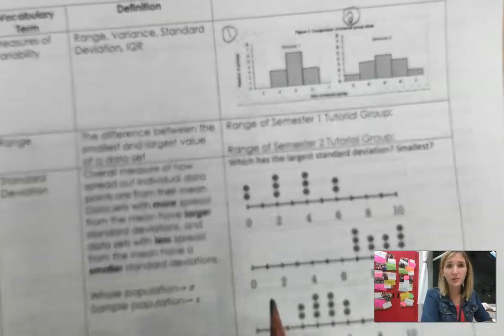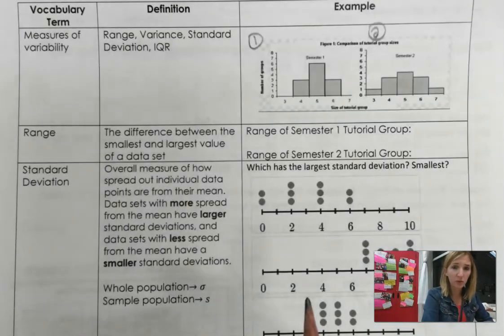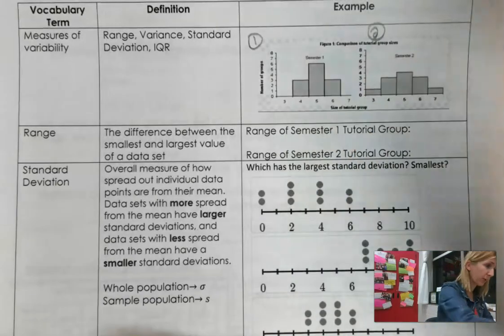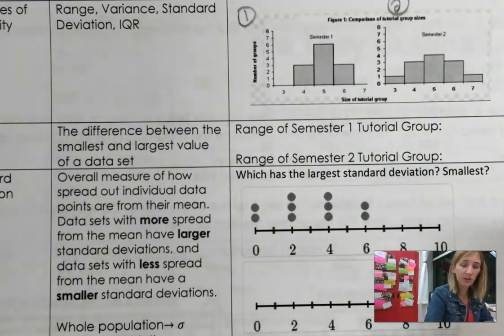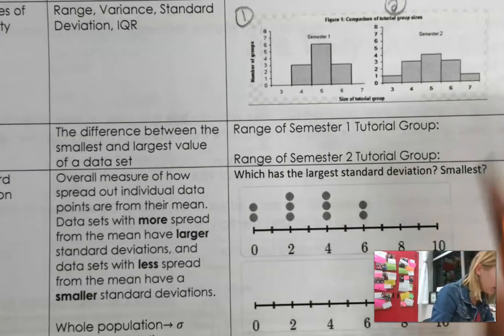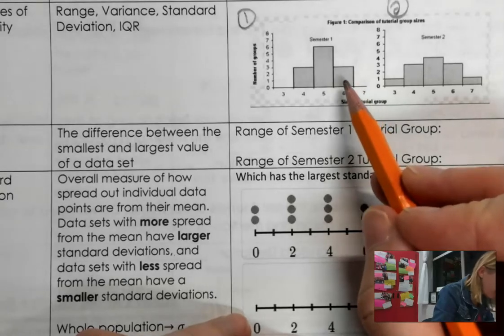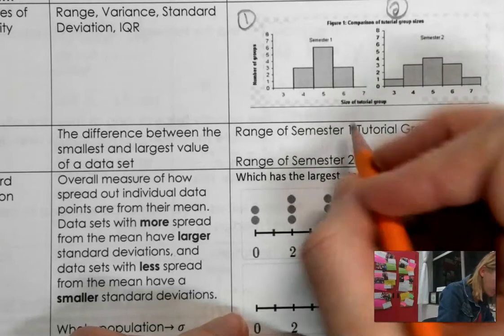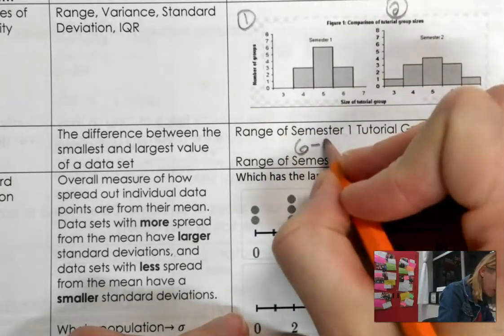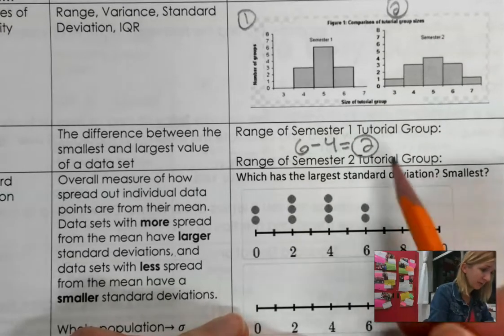All right, range, the difference between the largest and the smallest value of a data set. So what's the range of the semester 1 tutorial group? We need the greatest minus the least, the largest value minus the smallest value. Looking here, this is a histogram, right? We can see the size of the tutorial group, the max number is 6, and the min number is 4. So my range is going to be 2.